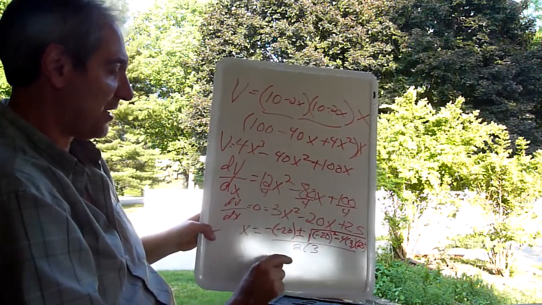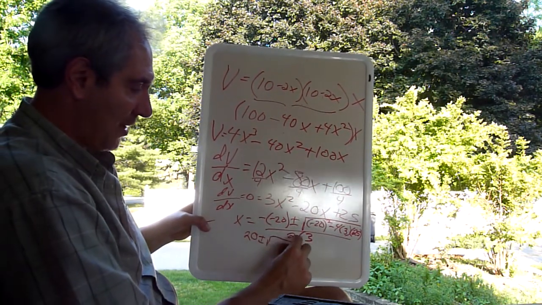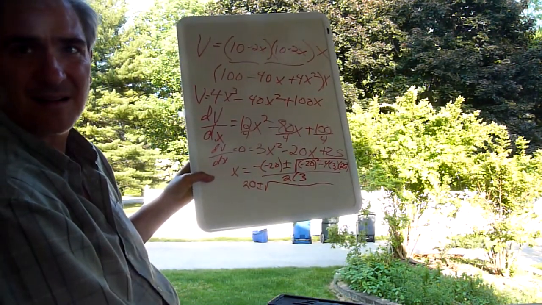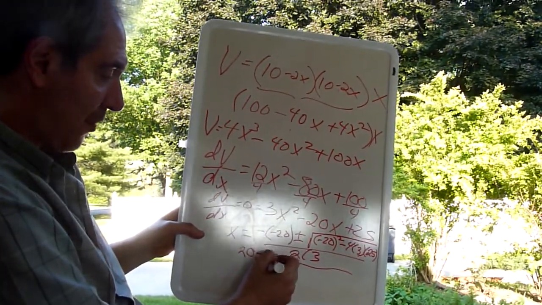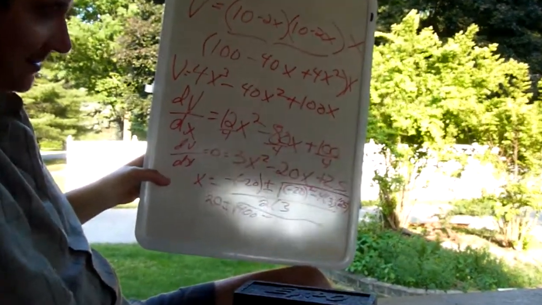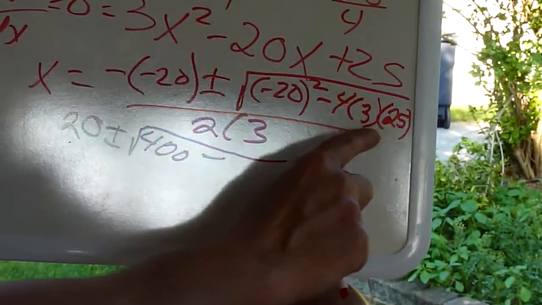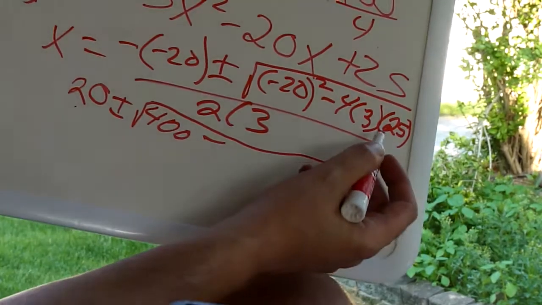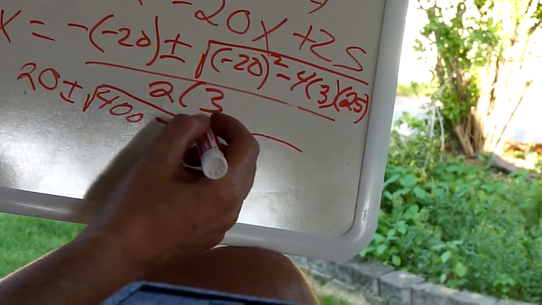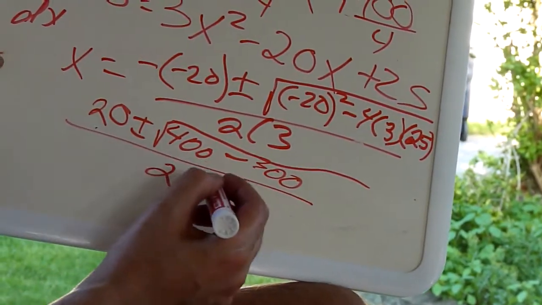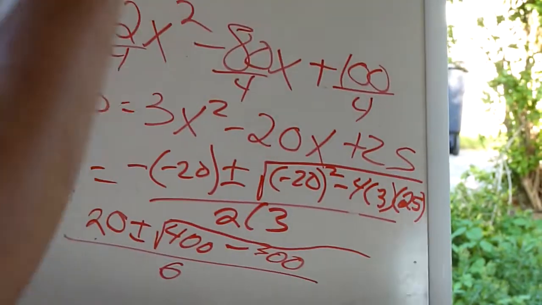So the negative of negative 20 is what? Positive 20. 20 plus or minus the square root of negative 20 times negative 20, 400, minus, help me out here, 4 times 25 is 100, right? And then times 3 is 300. Wow, I could have factored this, I think. 400 minus 300. Yeah, this was factorable. Sorry I didn't see it. 2 times 3, which is 6. Correct? I'm going to start back up here again.